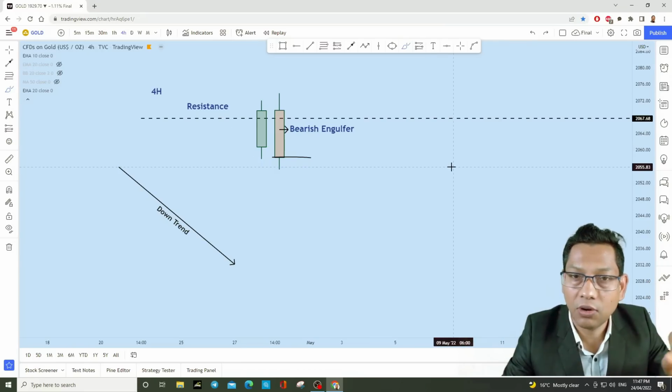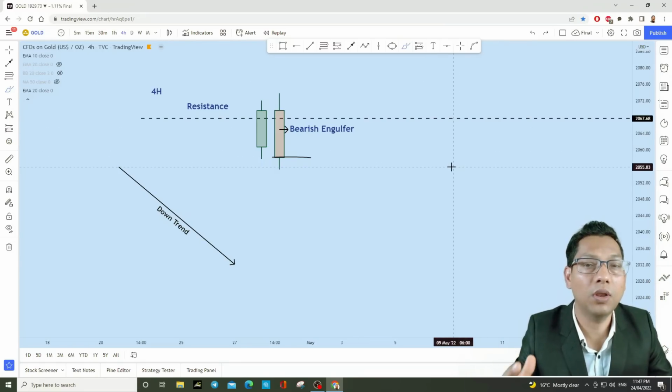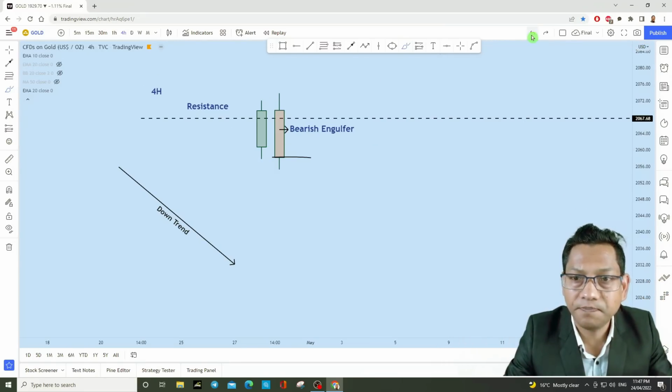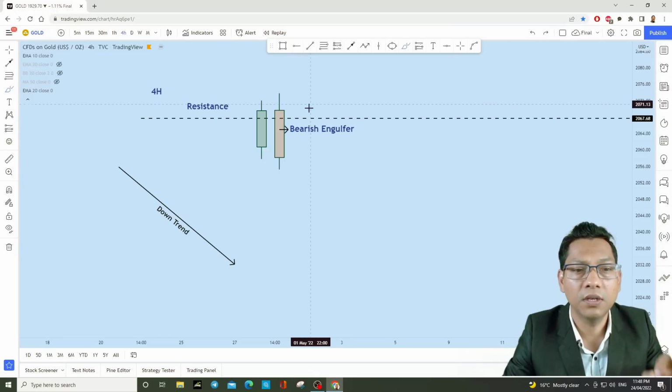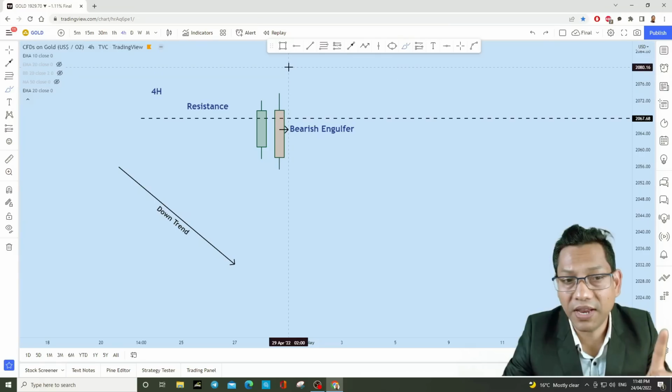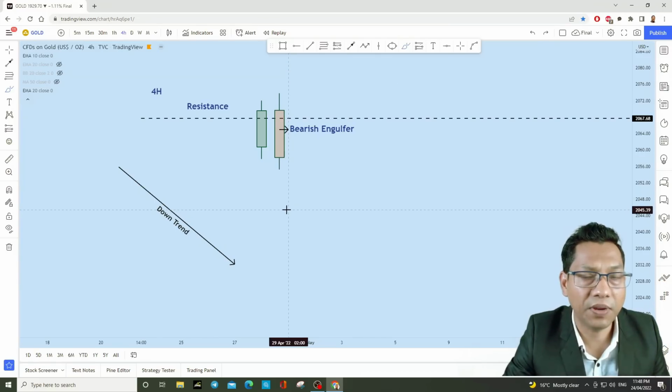You know, write it down. I will tell you in the giveaway where you will find it, but pay attention that this condition must be fulfilled to consider this bearish engulfer on the 4 hour time frame.